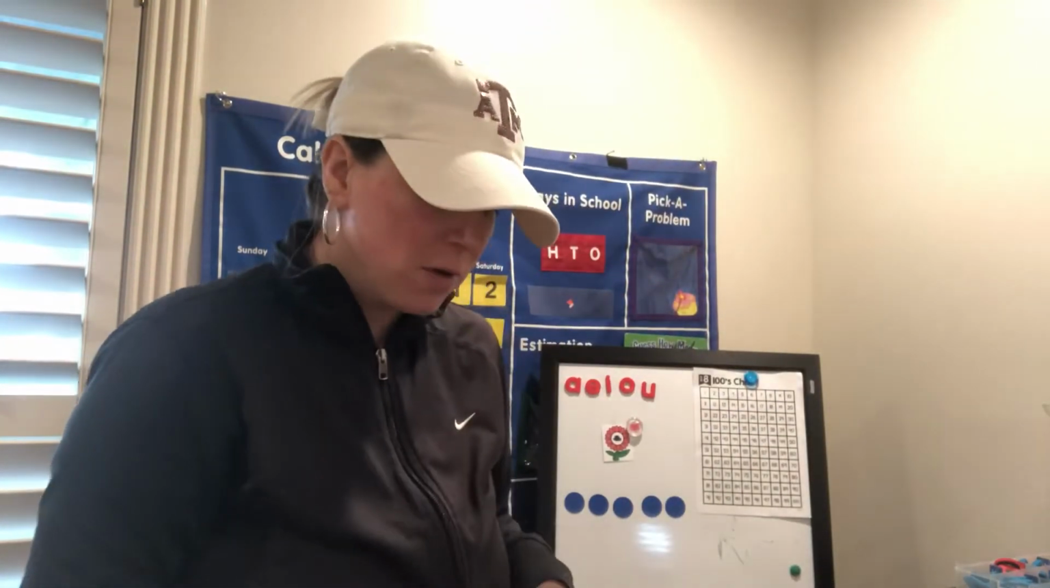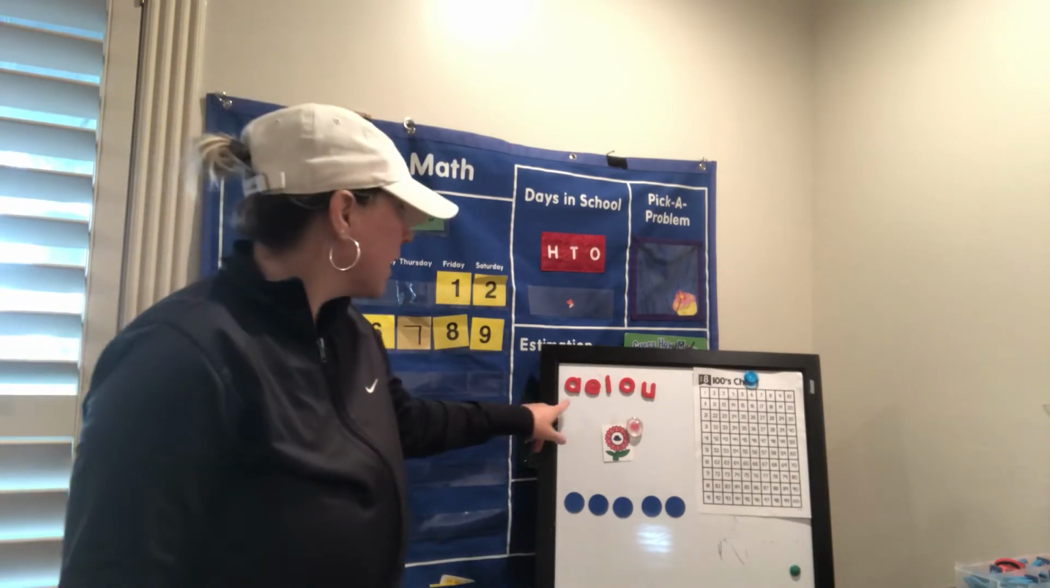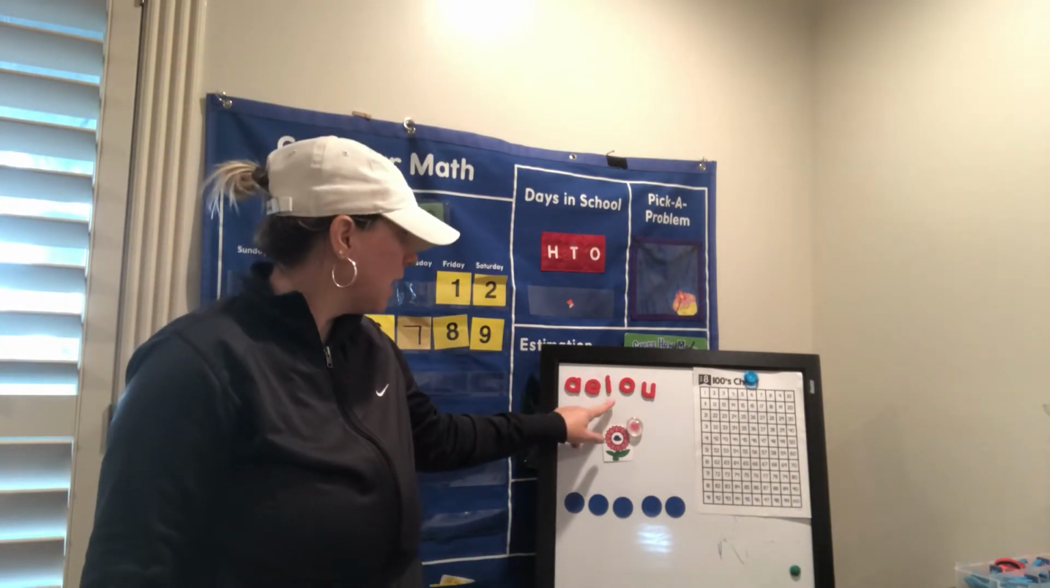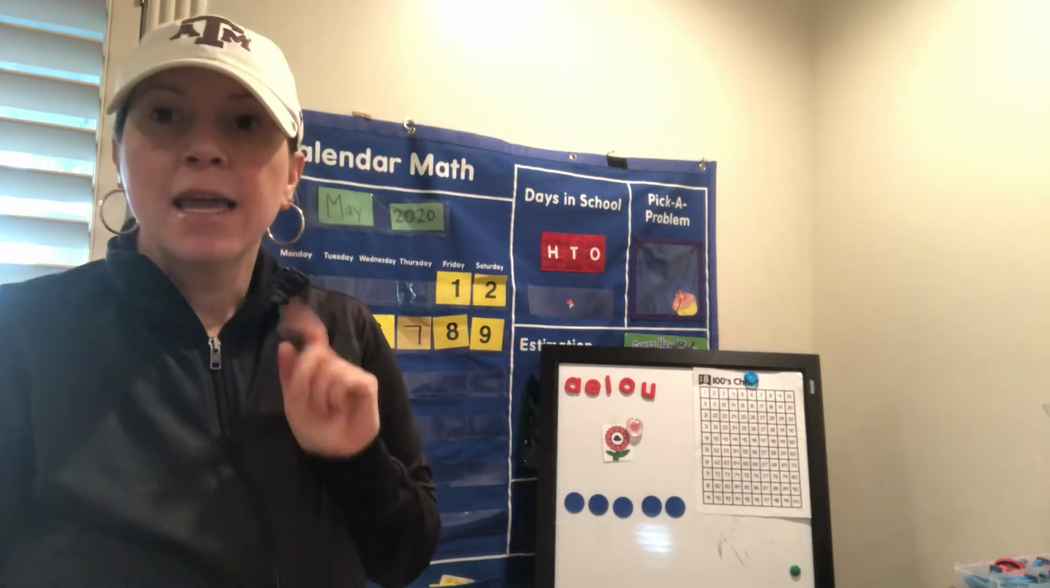All right, so let's talk about our vowels again. We have to remember those vowels, right? A, E, I, O, and U are the vowels. And in most of the words that we spell and sound out, those are the middle sound. It won't always be that way, but for right now, those are your middle sounds.